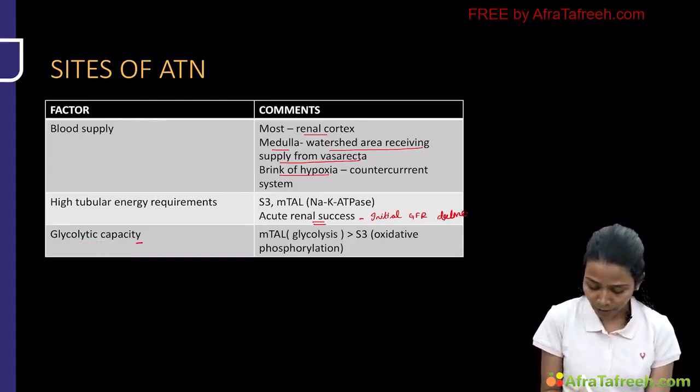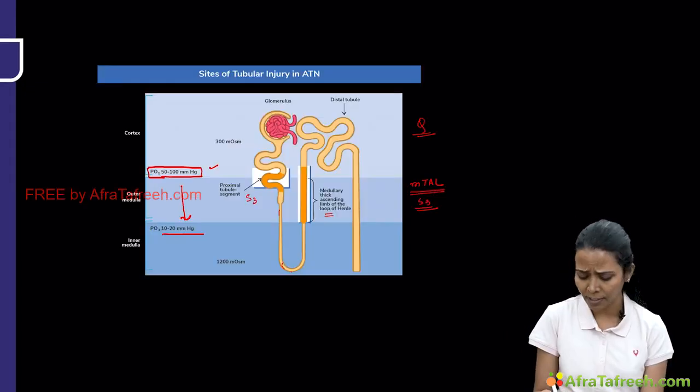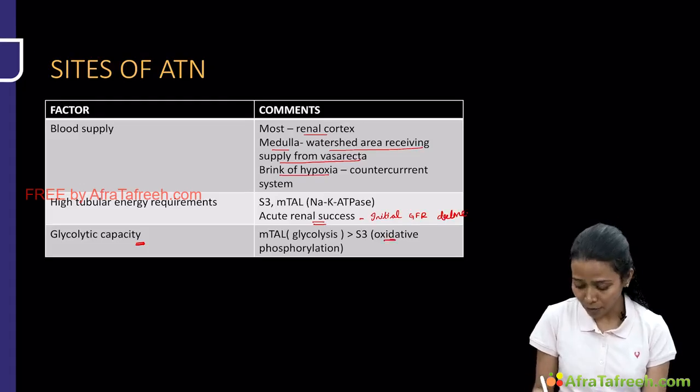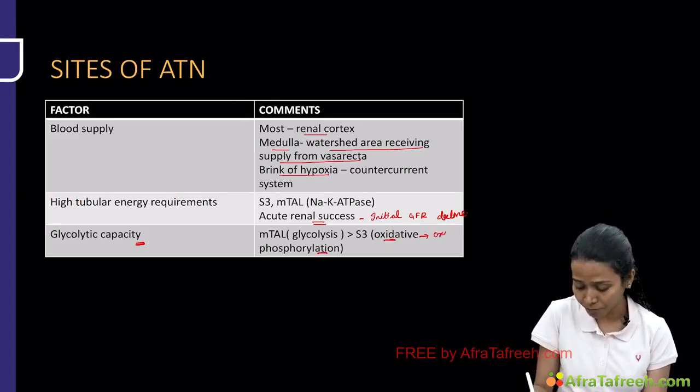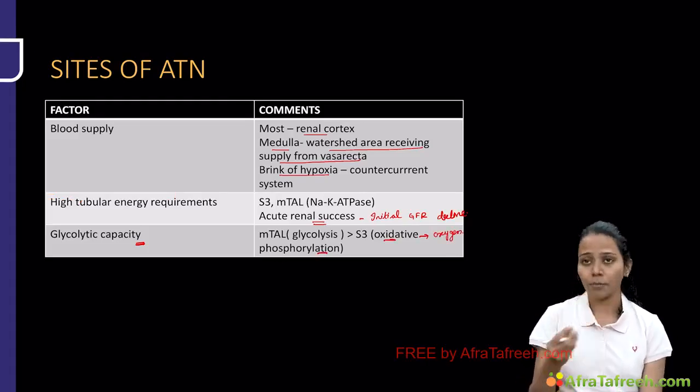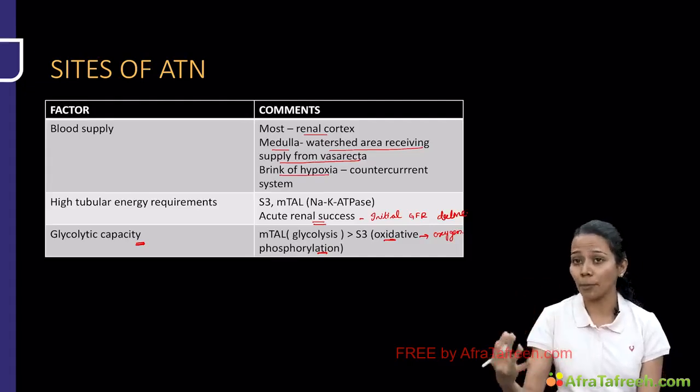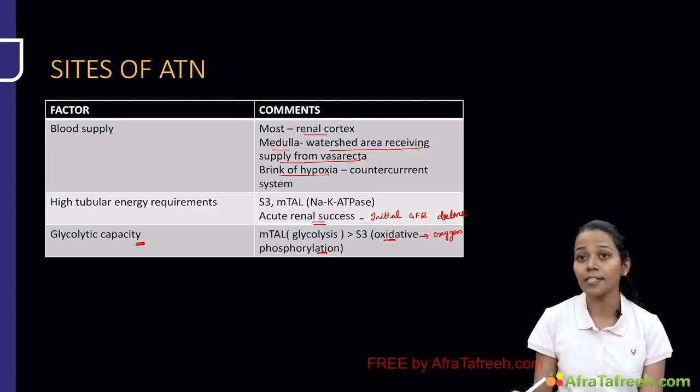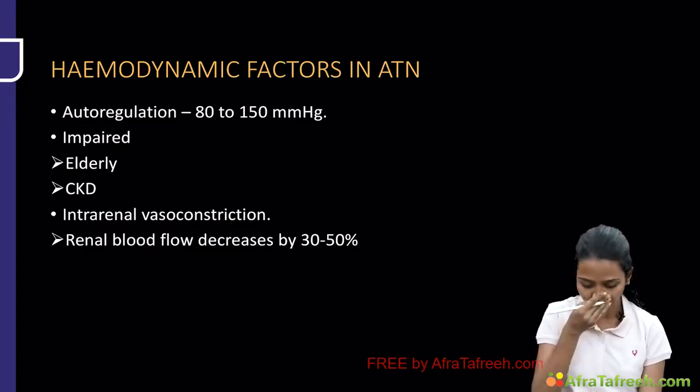Next is the glycolytic capacity. Okay, in the medullary thick ascending loop of Henle, glycolysis happens. But in the S3 segment, it is oxidative phosphorylation. Okay, so this depends more on oxygen for its energy requirements. So because of all these reasons, because of the less blood supply and more metabolic demand because of all the channels, this place becomes maximally injured during acute tubular necrosis.